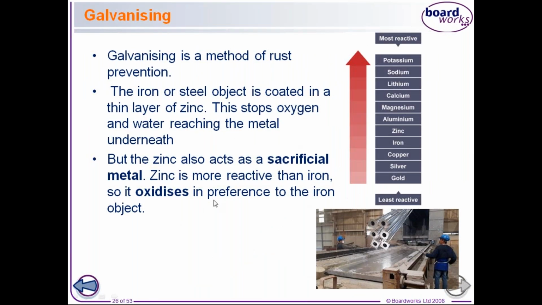There is another method called galvanizing, which is used to prevent iron and steel from rusting by coating these metals with zinc, specifically with zinc. And how does it work? Zinc stops oxygen and water from reaching the metal underneath, which is iron or steel alloy. It forms a physical barrier, but at the same time, zinc acts like a sacrificial metal. What does it mean? I will try to explain it in more detail.